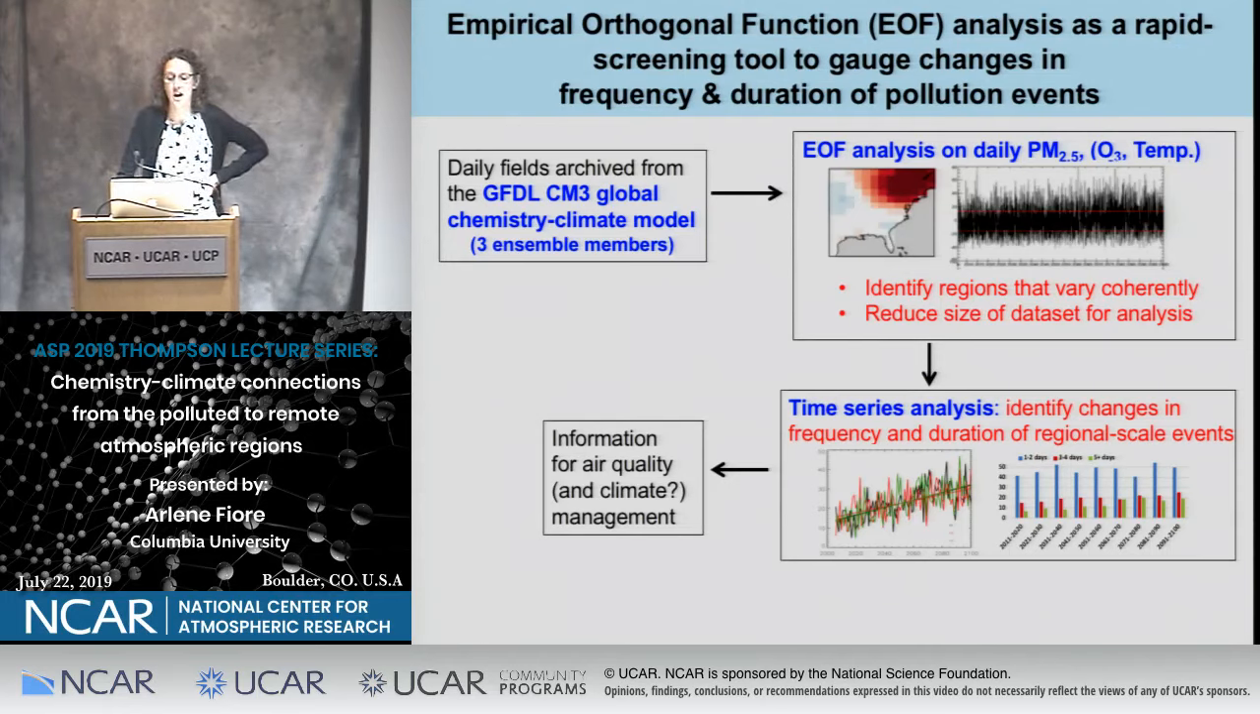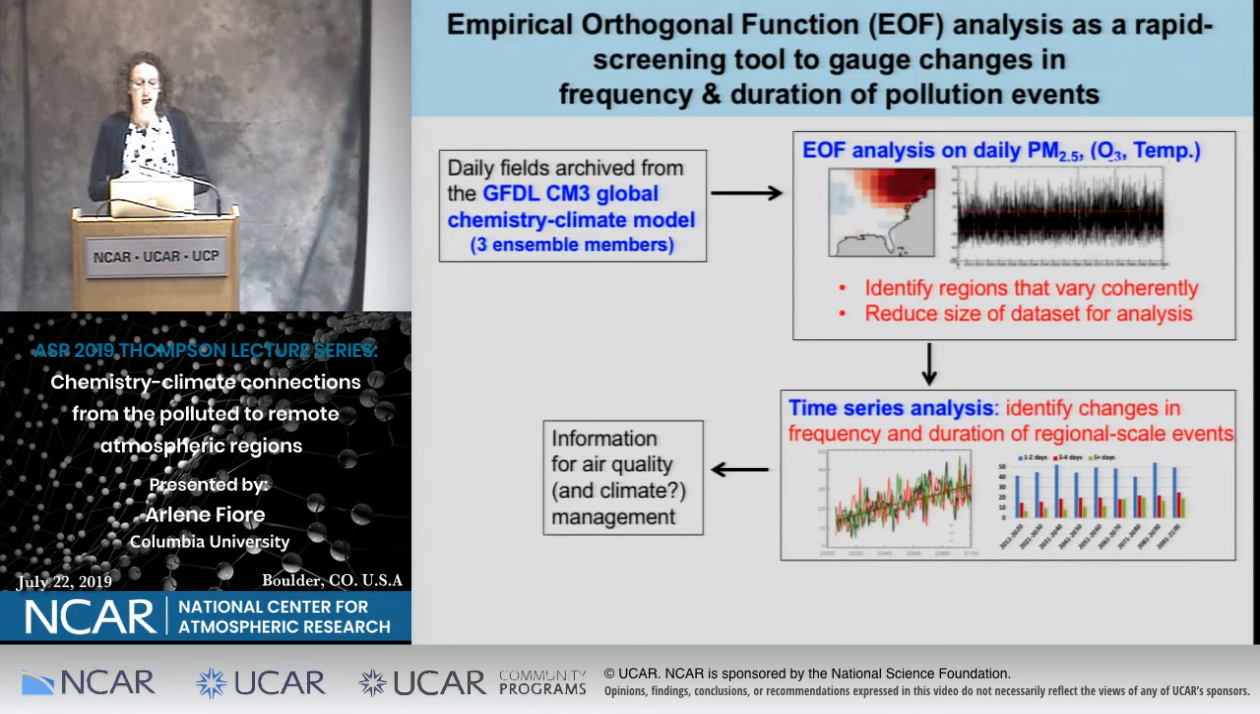So our approach for this project to address these questions of how does climate change affect air pollution in the eastern US is to use empirical orthogonal function analysis. This is a technique that I think is fairly common in climate science, but the goal of it is to pull out your underlying modes of variability. So what are your most frequent patterns that, in this case, PM 2.5 varies over.